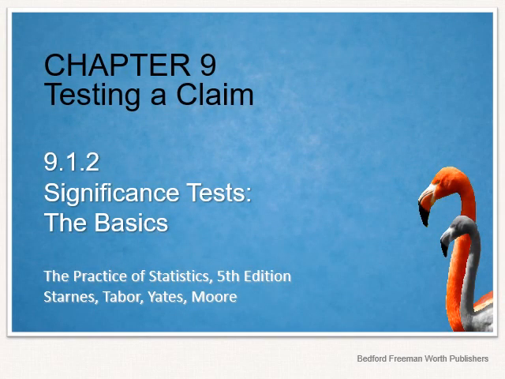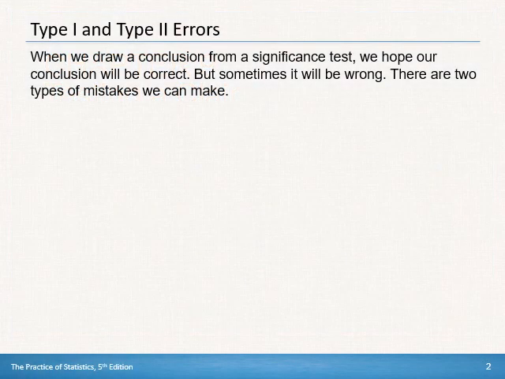The second part of section 9.1 is continuing our discussion on significance testing or hypothesis testing. In particular, this part of the lesson is going to talk about the types of errors we might have committed when we do our conclusion. All right, so there's two types of errors, type 1 and type 2 errors, that we might have committed if we draw a conclusion from a significance test.